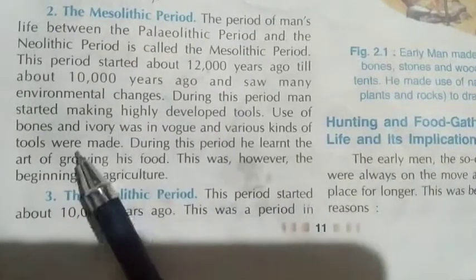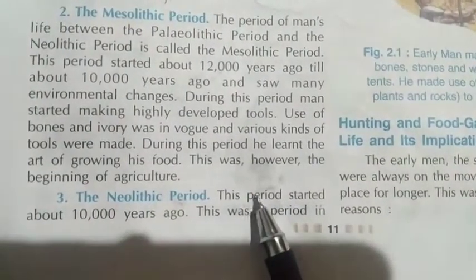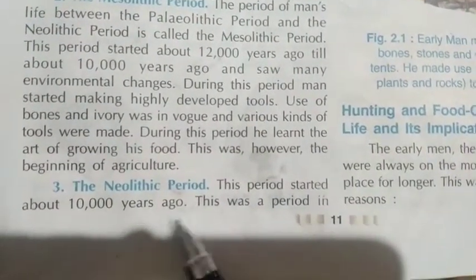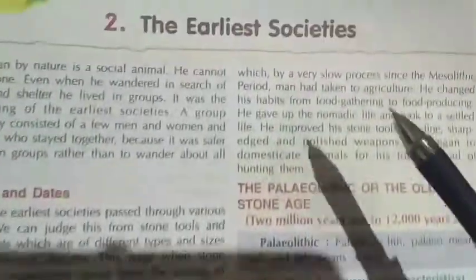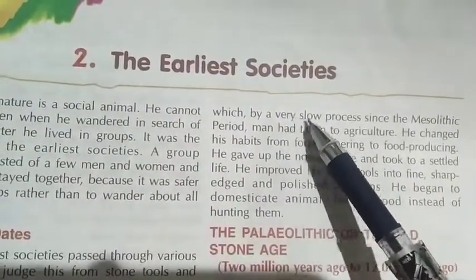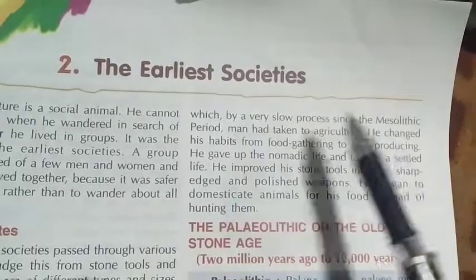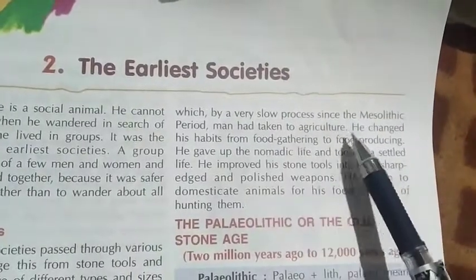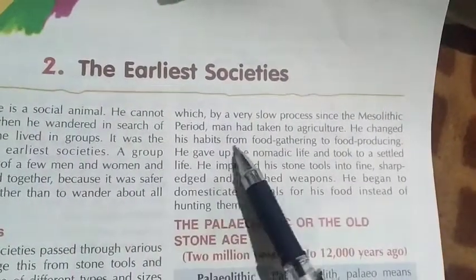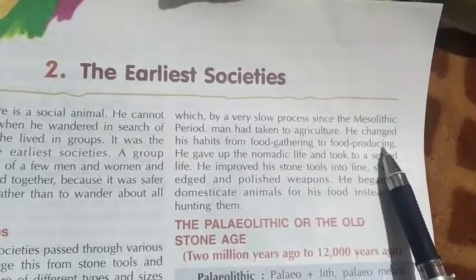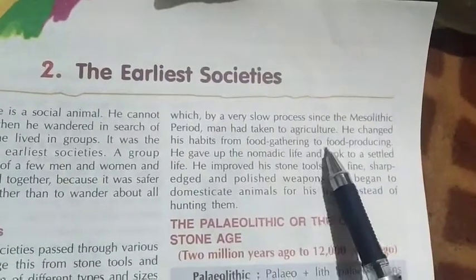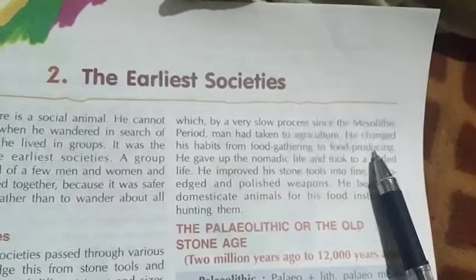And the next is the Neolithic period. This period started about 10,000 years ago. This was a period in which, by a very slow process since the Mesolithic period, man had taken to agriculture. He changed his habits from food gathering to food producing. Before, they were food gathering; now they are food producing.